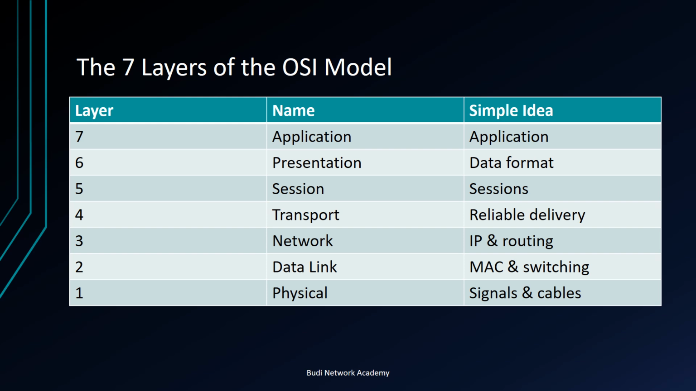Now, let's look at the 7 layers of the OSI model. Starting from the bottom, we have Layer 1 physical, Layer 2 data link, Layer 3 network, Layer 4 transport, Layer 5 session, Layer 6 presentation, and finally Layer 7 application. Each layer has a different responsibility. In the next slides, we will look at these layers and understand what each one does.